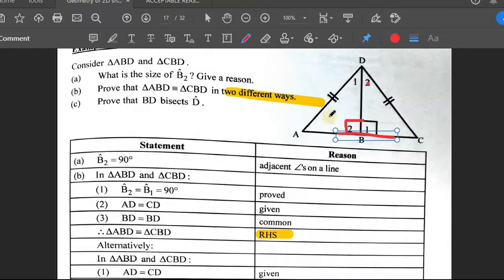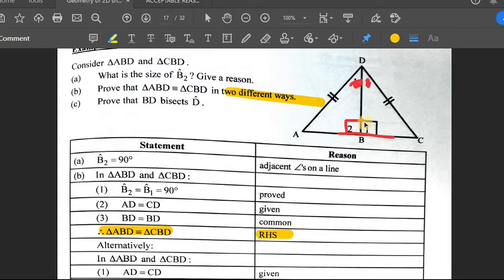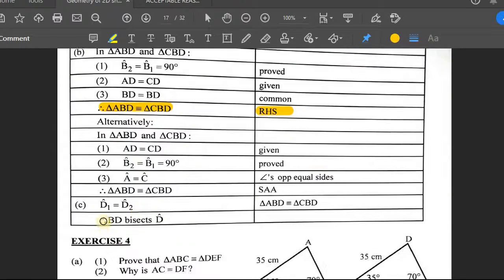D1 is equal to D2. You would have realized that from showing that these two triangles are congruent. Remember from the previous example, if the triangles are congruent, the triangles are exactly the same. So the corresponding angle for D1 was D2. So that's why I'm saying that D1 is equal to D2, and therefore BD bisects angle D.